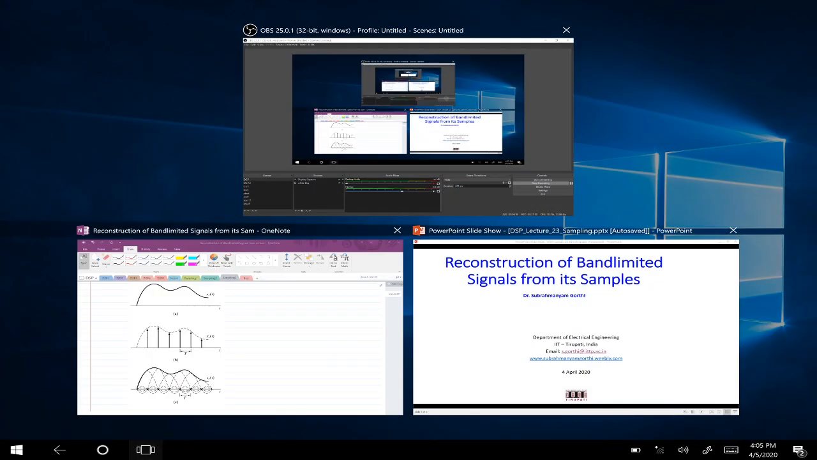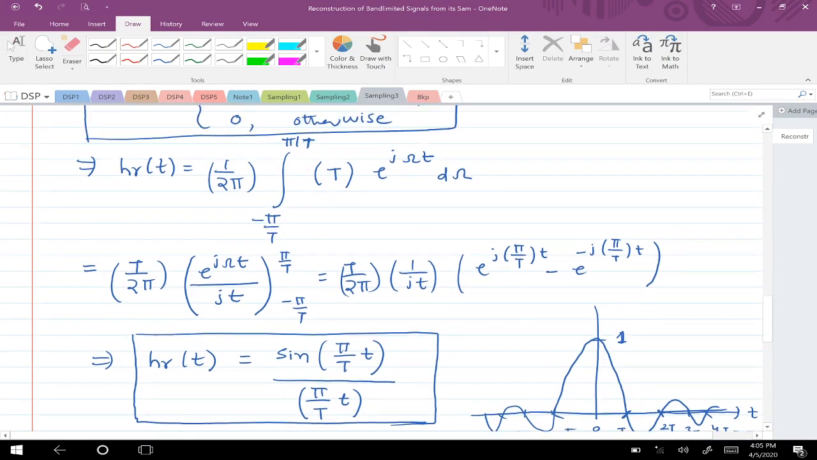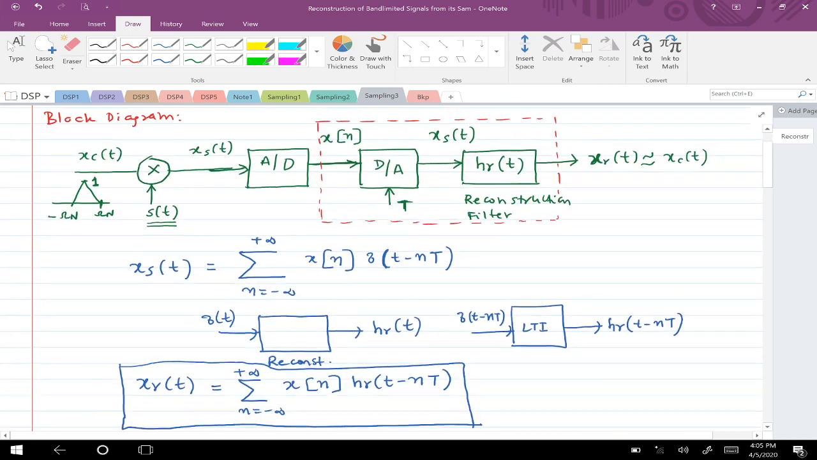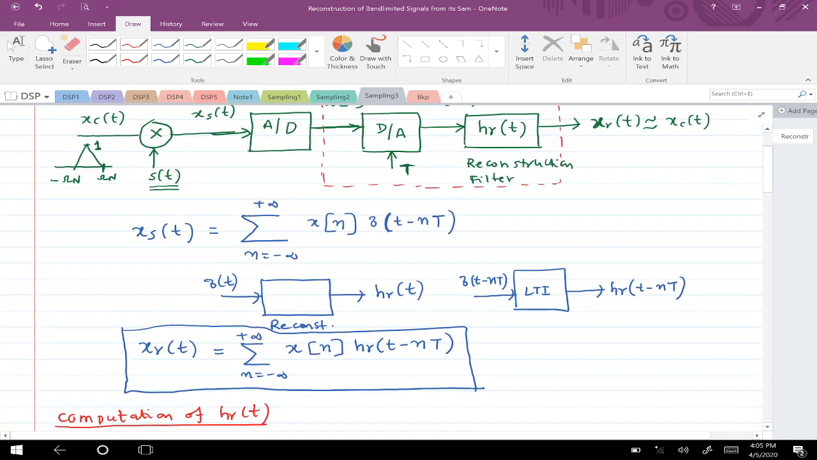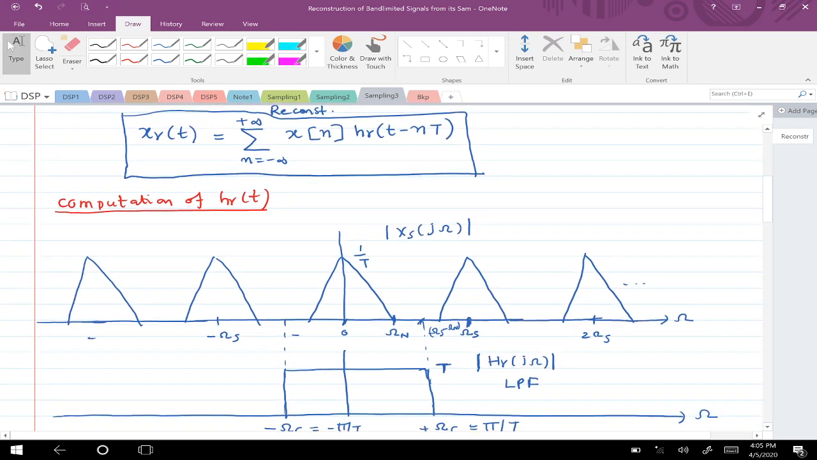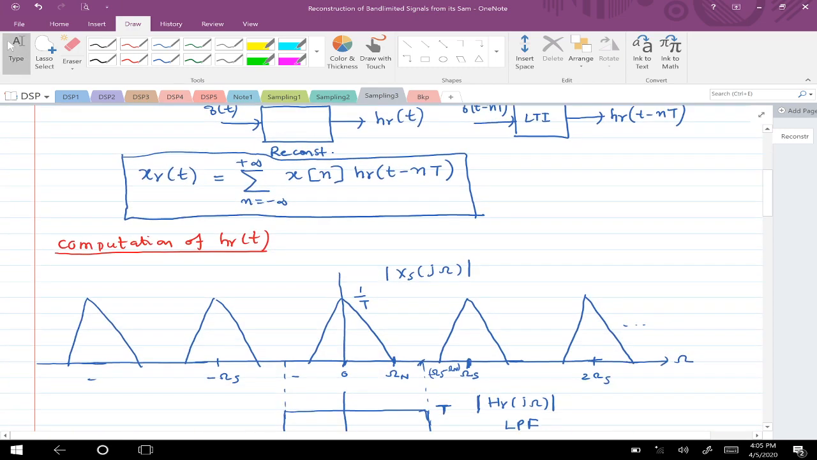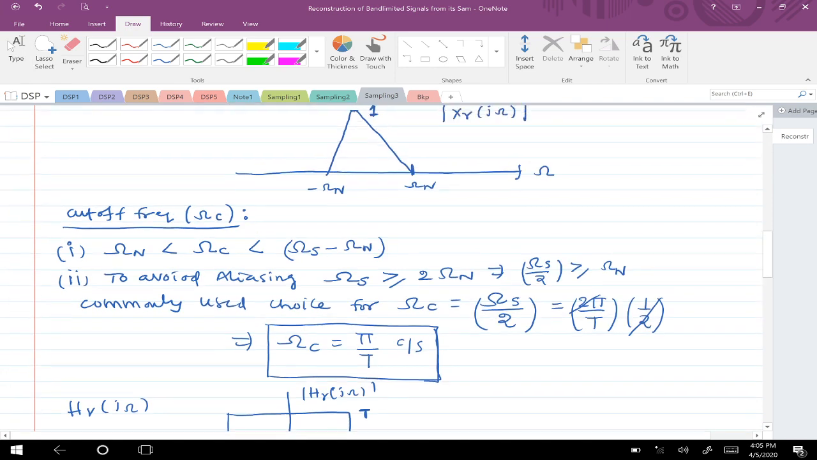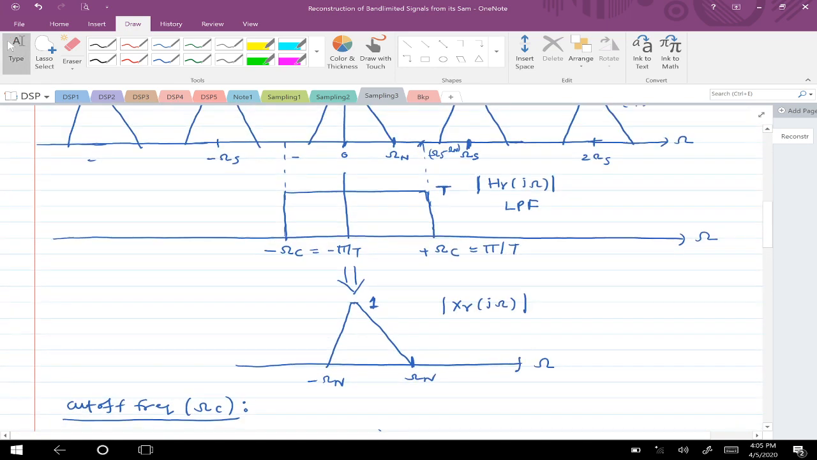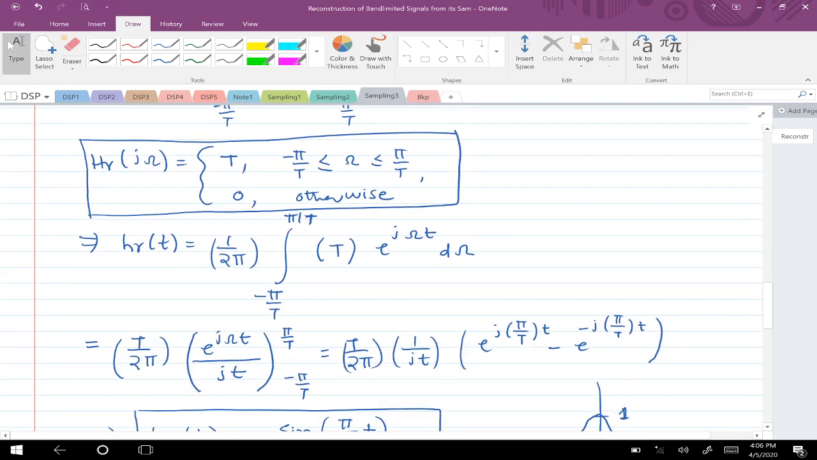So yes, we are done with this now. A quick recap: we started with x[n] here, and we expressed x_s(t) in terms of x[n], then x_r(t) in terms of x[n]. Then we worked out what h_r(t) should be, so that you could get the frequency spectrum of x_r(t) from x_s(t), and that is how we designed the low pass filter here. After getting the low pass filter magnitude spectrum, we computed its time domain function, h_r(t).